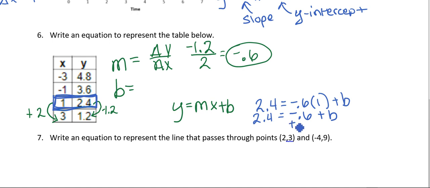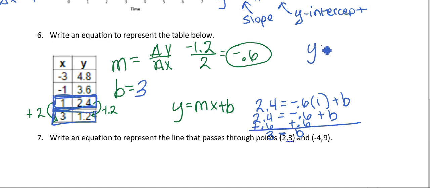I'm going to add 0.6 on both sides, and I get 3 equals b. So my y-intercept is 3, and I'm going to check this. I'm going to make sure I'm correct. I'm going to check it with my next one. So I'm using my 3 and my 1.2 now.